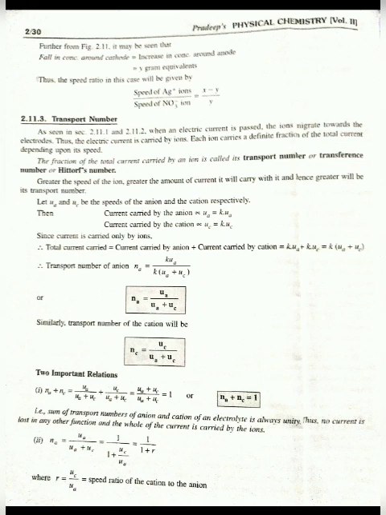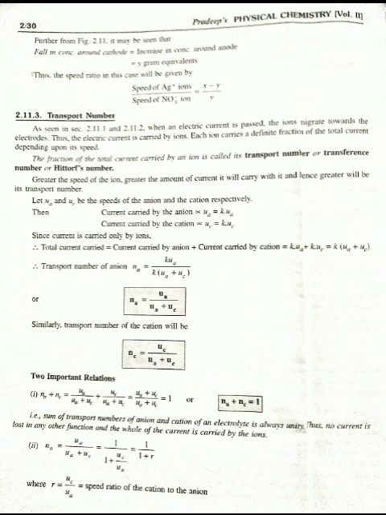Let UA and UC be the speeds of the anion and cation respectively. Then current carried by the anion is directly proportional to UA, equal to K UA. Current carried by the cation is proportional to UC, equal to K UC. Since current is carried only by ions, the total current carried is equal to current carried by the anion plus current carried by the cation, equal to K UA plus K UC, equal to K into UA plus UC. Therefore, transport number of the anion Na is equal to K UA upon K into UA plus UC, or Na is equal to UA upon UA plus UC. Similarly, transport number of the cation will be Nc is equal to UC upon UA plus UC.